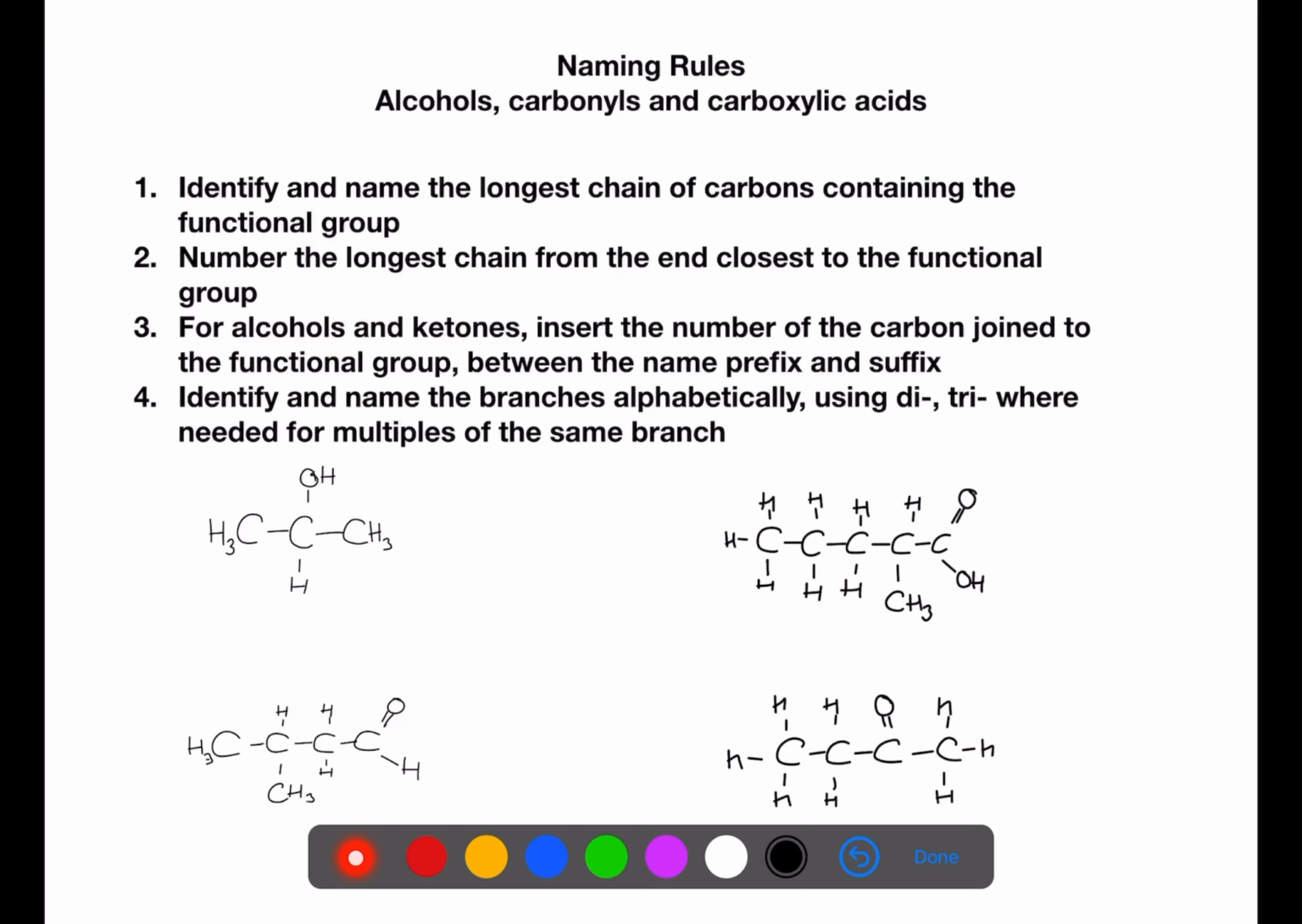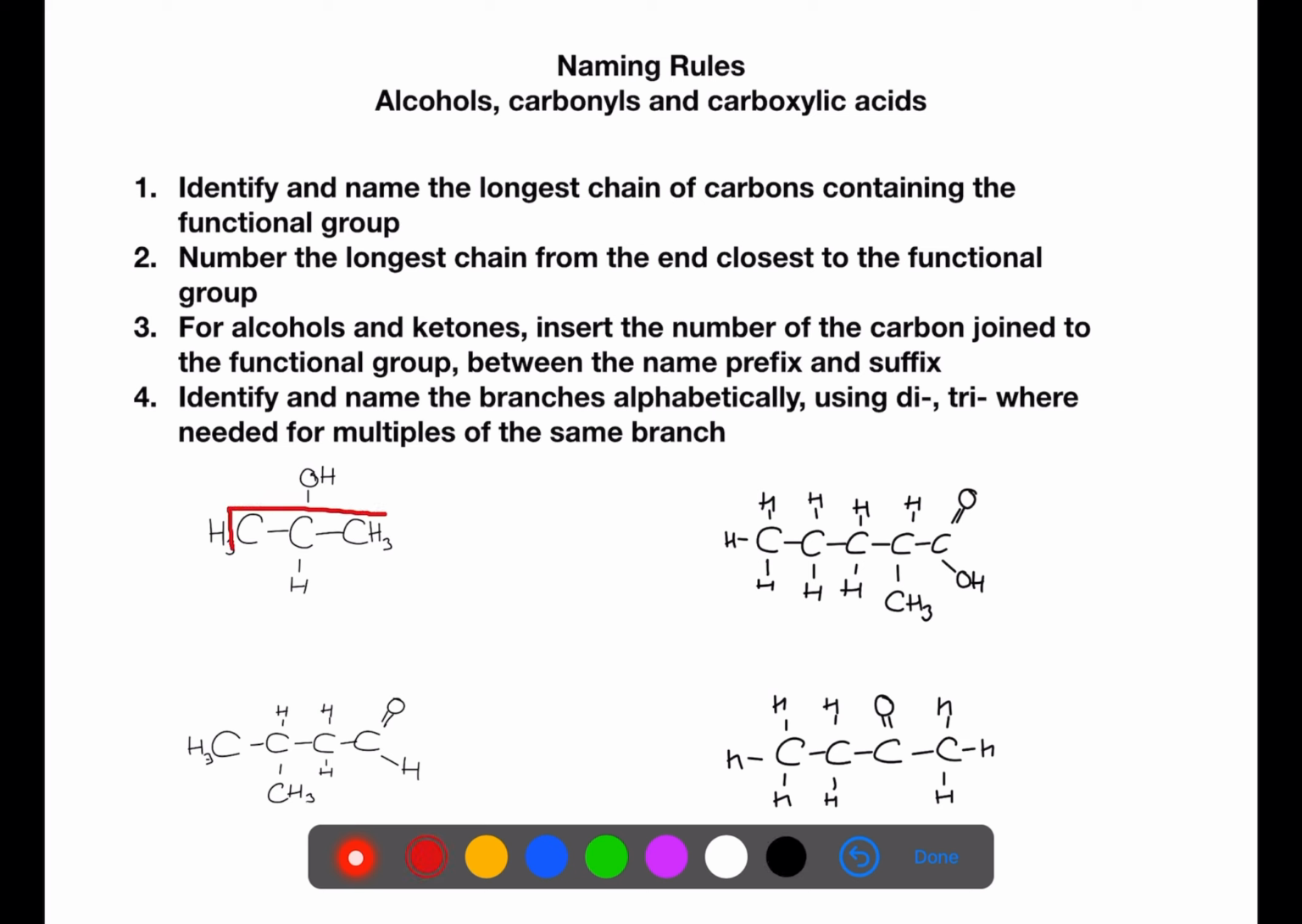Let's look at basic naming rules. The first step is to identify and name the longest chain of carbons which contains the functional group. Once you have done this, you need to number the longest chain from the end closest to the functional group, being aware that this may be from the right-hand side. Where you have alcohols and ketones, you will insert the number of the carbon the functional group is joined to into the name between the prefix and the suffix. You need to identify and name the branches alphabetically, using di and tri where you have multiples of the same branch. Let's look at some examples.